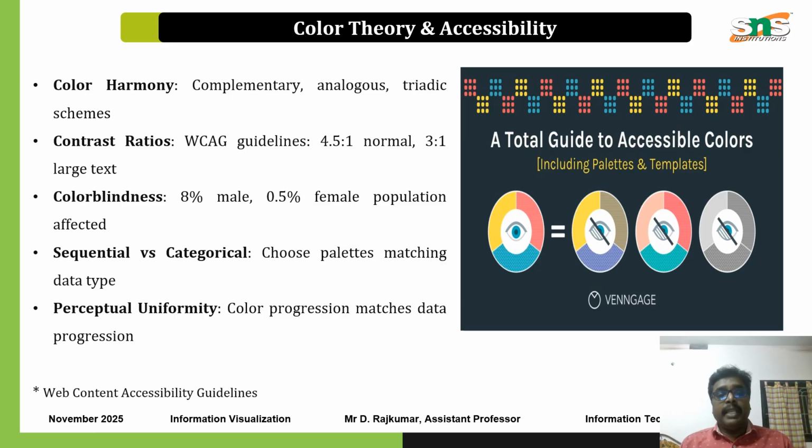So we have to use either sequential or categorical palettes, which will help us to display sequential data or categorical data. If this kind of data is available, it is always better to go for palettes.